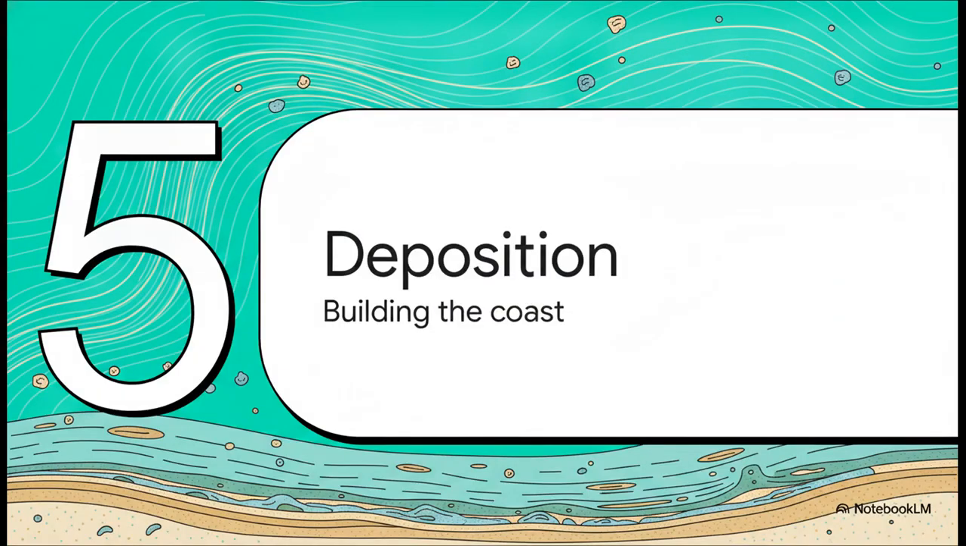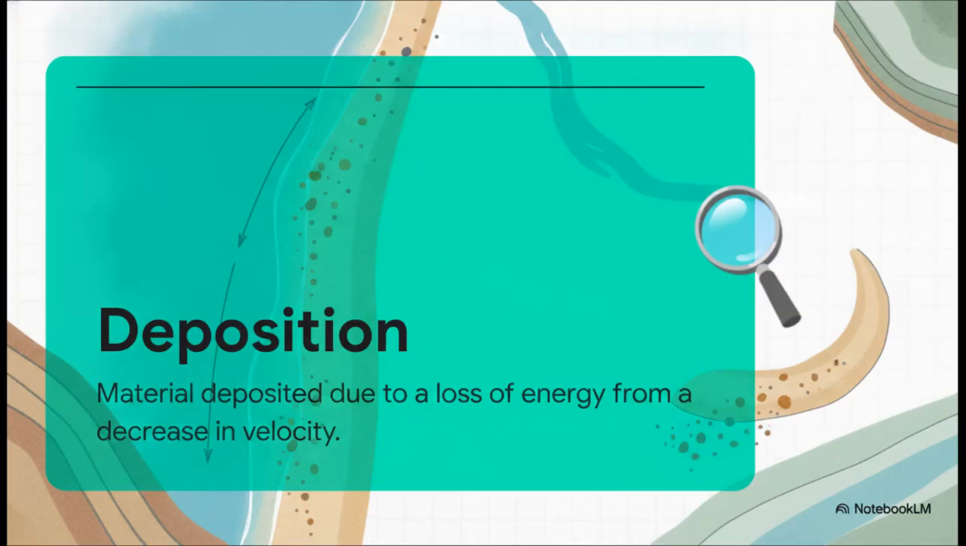Finally, we've arrived at Section 5, Deposition. The building of the coast. Deposition is simply the direct result of energy loss within the system. It happens when moving water or wind slows down, basically losing velocity or volume, and it just no longer has the energy to carry its load. So what does it do? It drops it. Geomorphically speaking, deposition takes place wherever the rate of sediment accumulation actually exceeds the rate of removal.